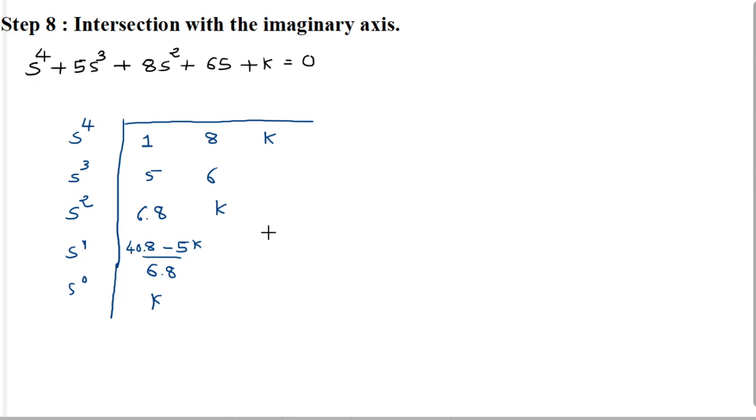Okay, so I'm just comparing this here: 40.8 minus 5k upon 6.8 greater than 0. Okay, its value should be positive. So from here you get the value of k, the marginal value of k. After solving this, something like 8.16 comes. So that k marginal value is 8.16.